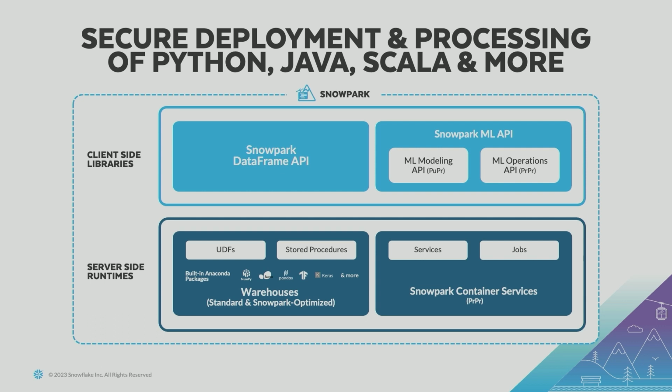Snowpark is our platform for doing data science, data engineering, all those advanced workloads in non-SQL language. We have client libraries, and yesterday we announced the feature store, how to do feature engineering, through the ML modeling API and then the ML operations API. All of that runs on the warehouse side of things, on the server. But now we have a very powerful extension of Snowpark, which runs outside of the warehouse, which also supports GPUs, and that is what Snowpark Container Services is.